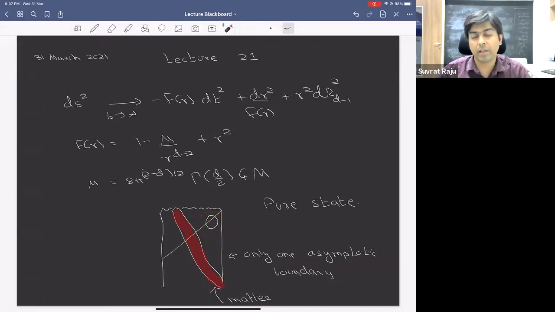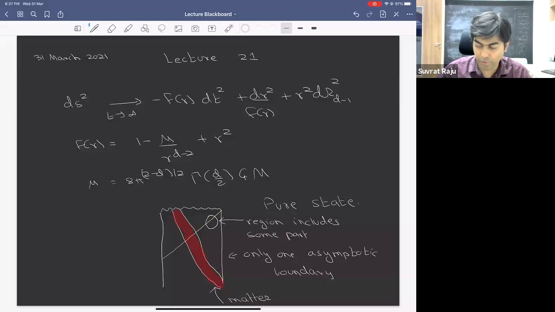And this circle includes a part of the geometry that is outside the horizon, but crucially, it also includes a part of the geometry that is inside the horizon. Okay, so this region includes some part of the interior. And also includes, of course, some part of the exterior, but the puzzles that we are going to find are going to have to do with the black hole interior.